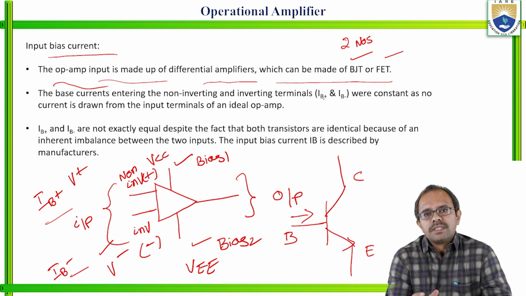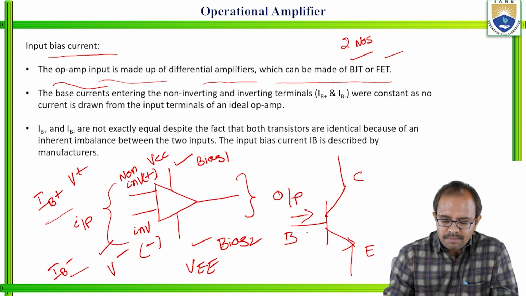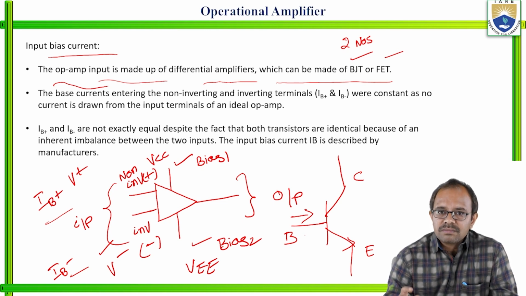Fundamentally, we focus on the base currents, which are due to the biasing, and they are called biasing currents. The amount of base current IB in any transistor may vary. It depends on one factor: the biasing voltage VCC, no doubt, right?